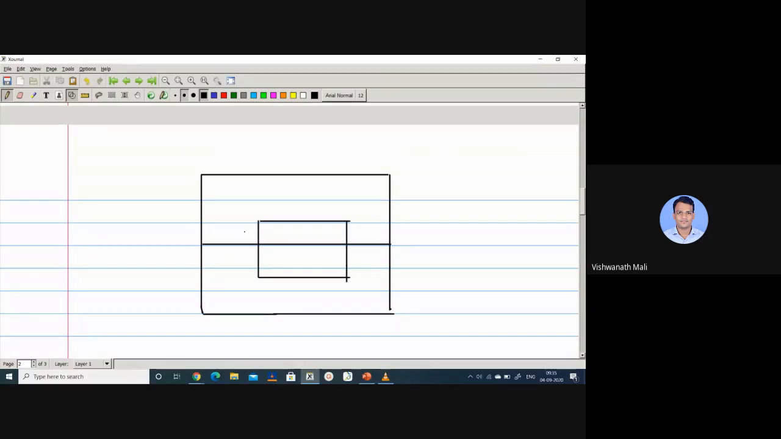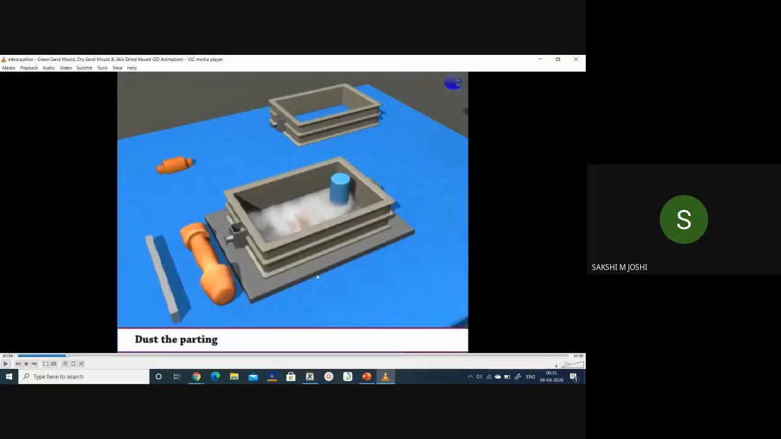This is our mold. Suppose here there is a pattern. Excuse me, sir, in that video, that colored sand, was it facing sand or parting sand? Where? In that video. The white part is actually a parting sand. White sand is a parting sand.